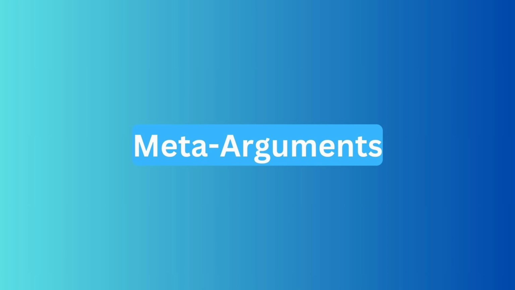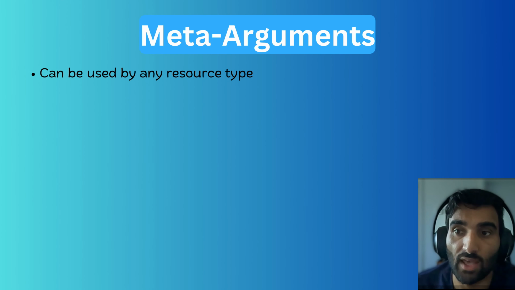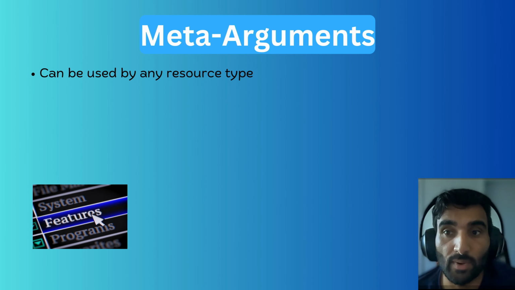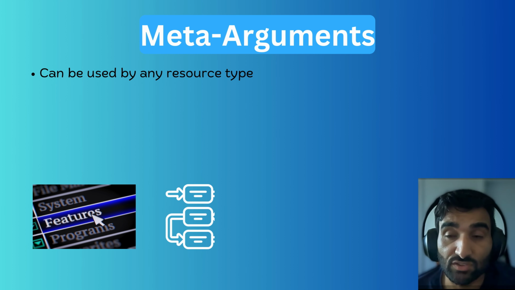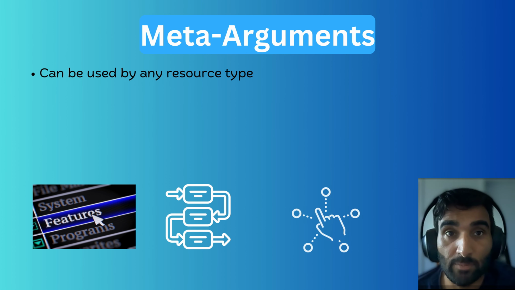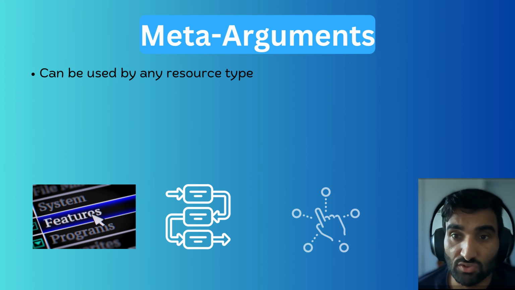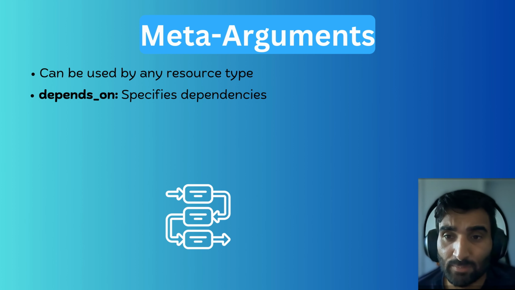access control. Meta arguments are special arguments that can be applied to all resource types. They offer many advanced features to manage your resources. This allows you to specify things like resource dependencies. You could create multiple instances from a single resource block. You could even manage the lifecycle of your resources. Some of the important meta arguments include depends_on. This basically ensures that a particular resource gets created before another one.